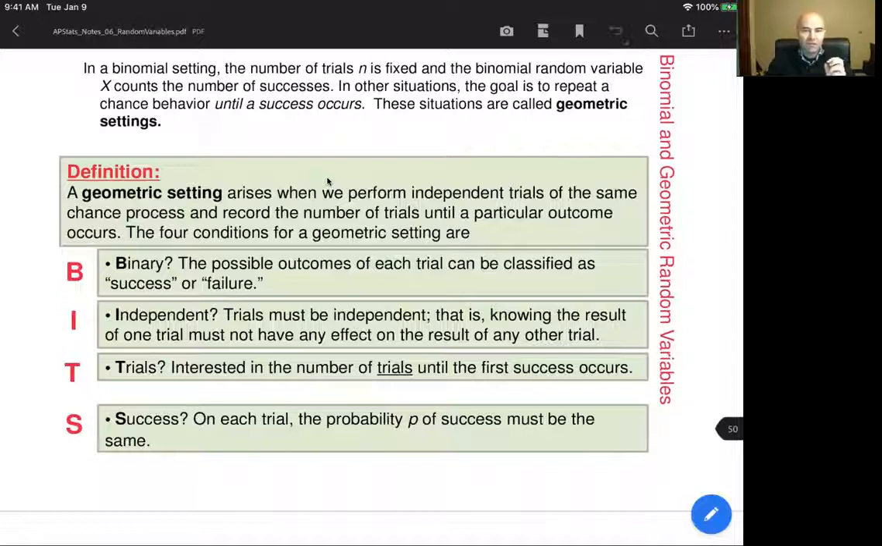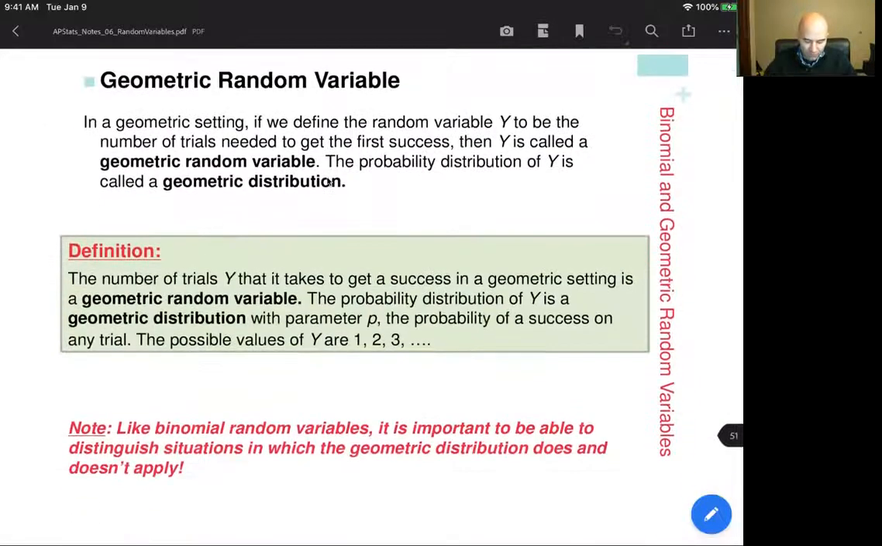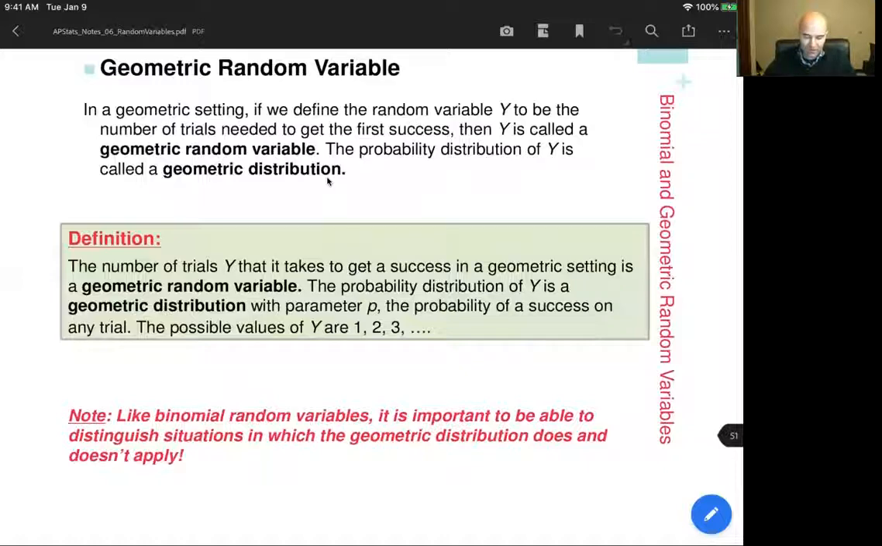Now, to try and finish up this video, we got to get through the geometric setting. So we talked about this. The difference here is we're not looking at how many free throws you make in 10 shots or how many free throws you make in 20 shots. We're looking at how long until you make it. Okay? So that's called the geometric setting. And we have the geometric random variable.